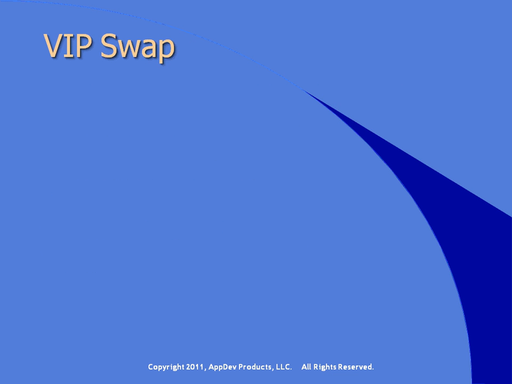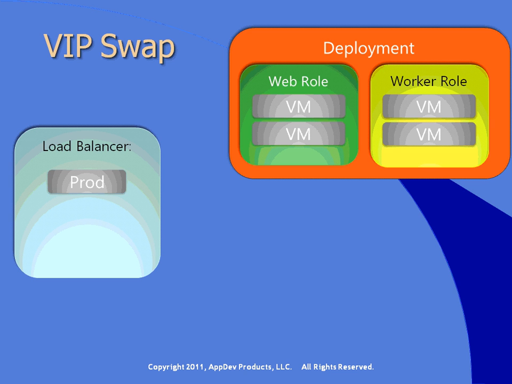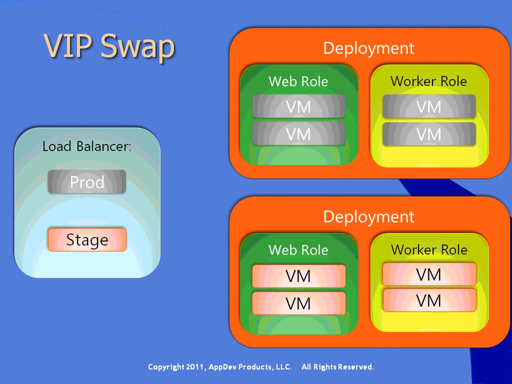So how does this work? Let's show a couple of examples. We have one deployment that has a VM role, multiple instances of a VM role, and a couple of instances of a worker role. And then in our staging environment, we have the same thing: several instances of a web role and several instances of a worker role.